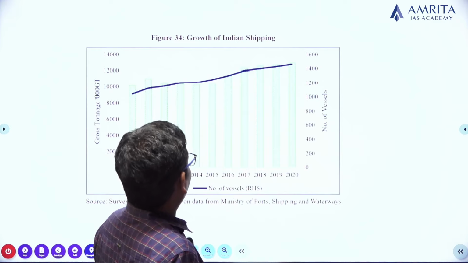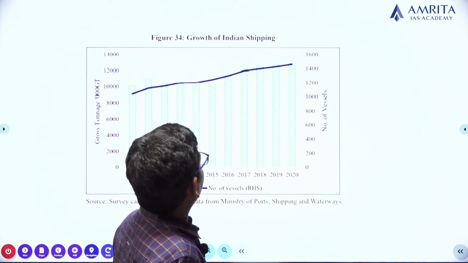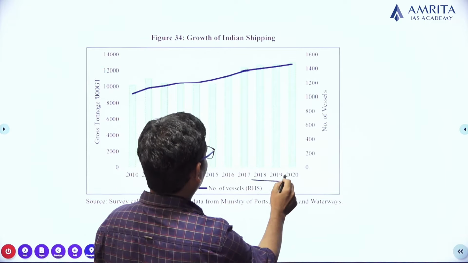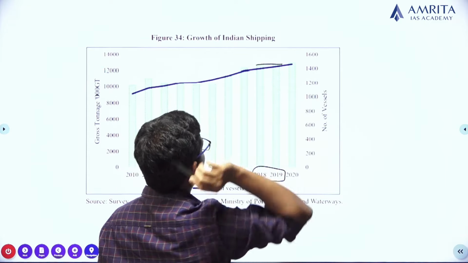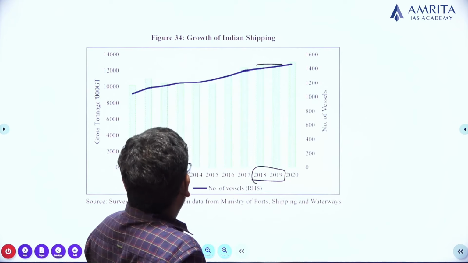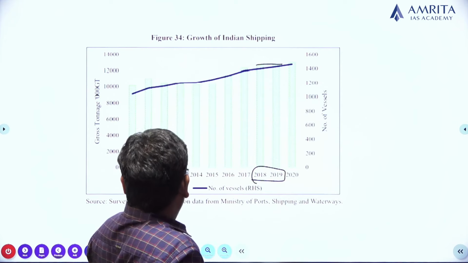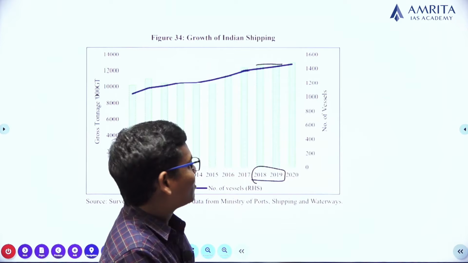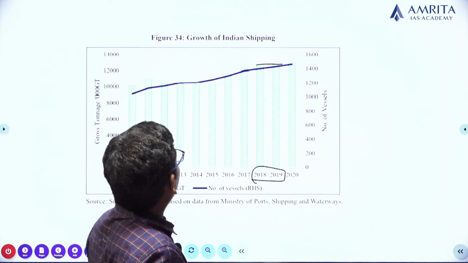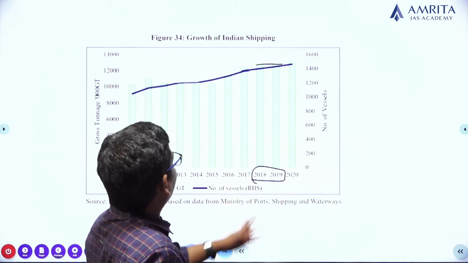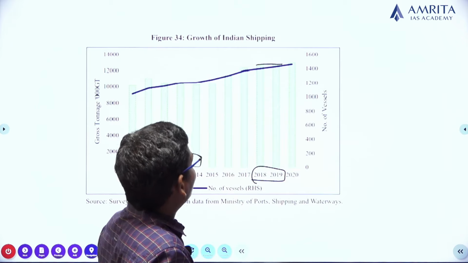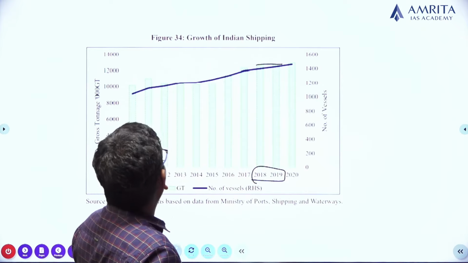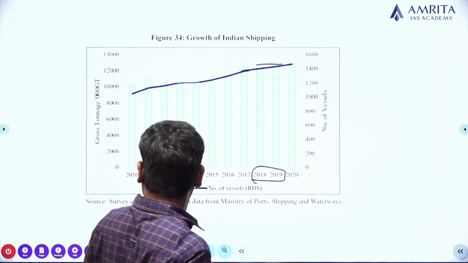Growth of Indian shipping. Yes, 2018-19 and 19-20 are almost the same. The number of vessels increased. The gross tonnage, that means how much tonnage we are making through shipping, is there, and you can get the number of vessels. It's more than 1,400 and the total is 12,000. Again you need to add 3 more thousand GT.